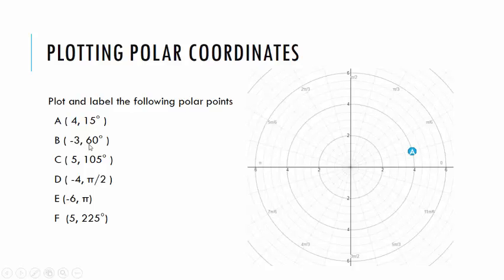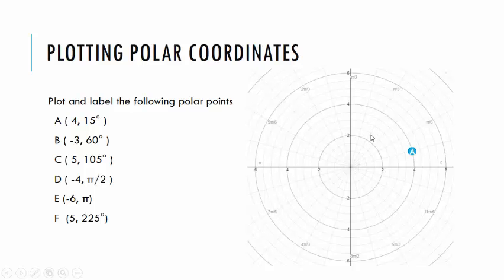To graph the next points, maybe pause the video, take a minute and try that yourself. Now I haven't even discussed what to do with negative r values, so let's start with the angle first. 60 degrees will of course be pi over 3. So normally if this were 3, 60 degrees, I would go out to the third circle along pi over 3 or 60 degrees. Because that's a negative 3, I wonder what you think we should do.